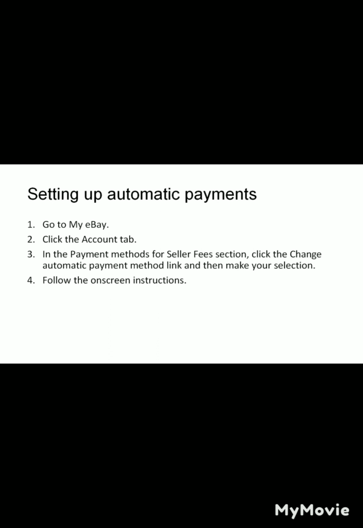1. Go to My eBay. 2. Click the Account tab. 3. In the Payment Methods for Seller Fees section, click the Change Automatic Payment Method link and then make your selection. 4. Follow the on-screen instructions.